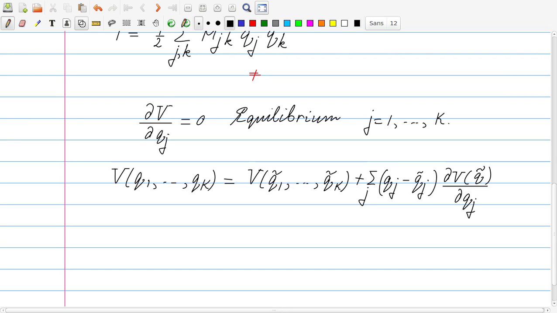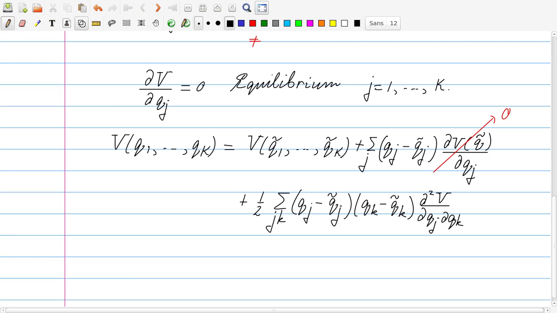We can get a handle on these correction terms by doing a Taylor expansion around the q_j tildes. The first order Taylor expansion gives me this correction, the deviation of q_j from q tilde, and then we have the first derivative of V. But we had agreed that dV/dq_j would be 0 at equilibrium. Q tilde is the equilibrium state, so in this case the first order Taylor expansion vanishes.